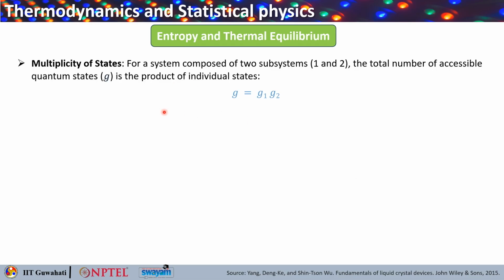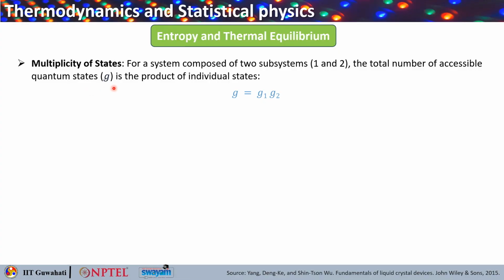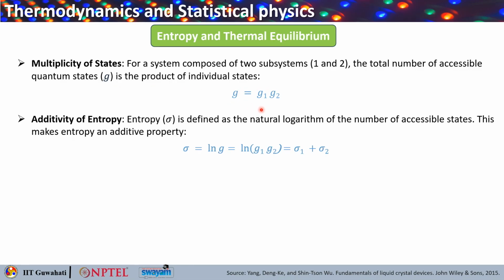The first important concept is the multiplicity of states. So, if you consider a state that is composed of two subsystems 1 and 2, the total number of accessible quantum states G will be basically the product of the individual states, or you can write G equals G1 G2.